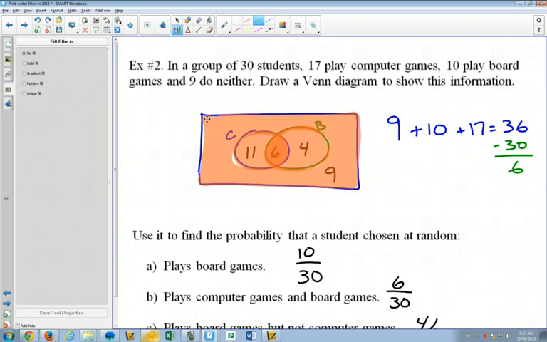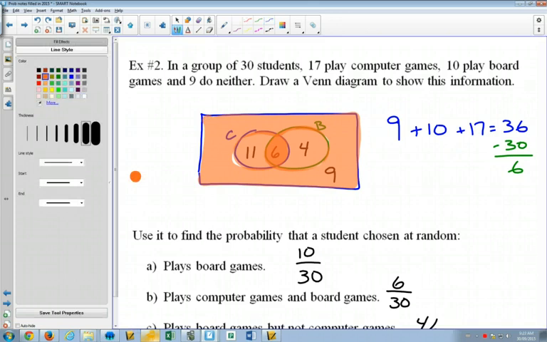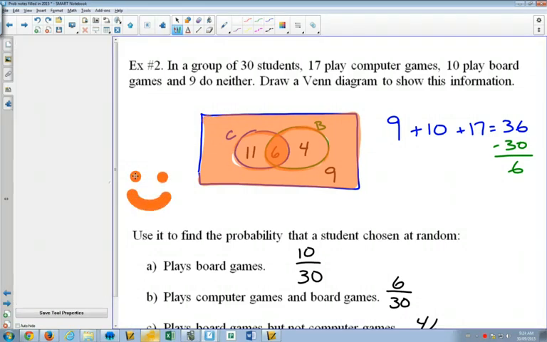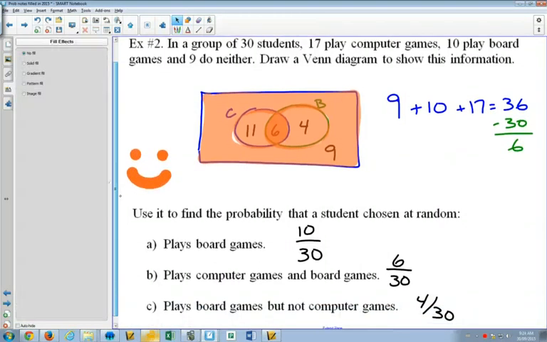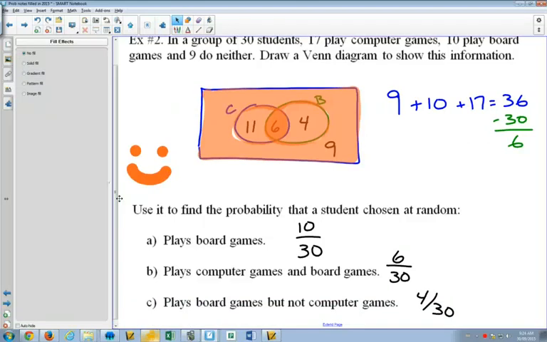And then after we get that 6, well, we know the whole board game one has to add up to 10, so we can find the 4. And we know the whole computer one has to add up to 17, so we know that has to be 11. Yes. Okay. So then we can figure out our probability after that.